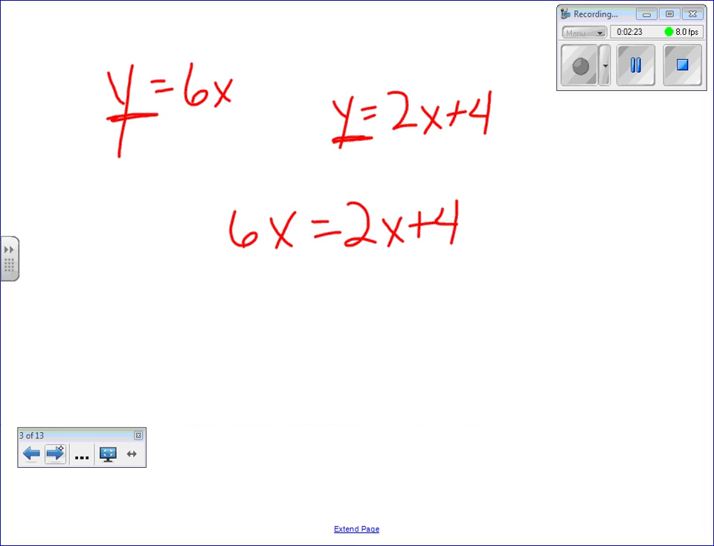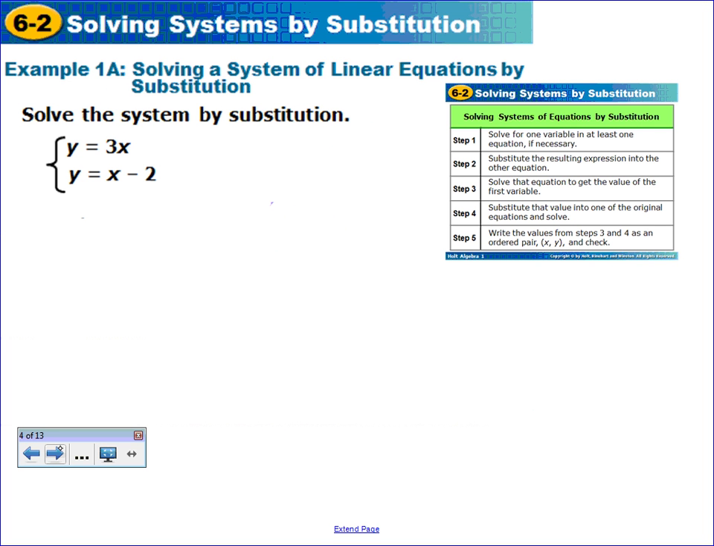Let's walk through one together. The first example is the system y equals 3x and y equals x minus 2. The first thing I'm going to do, step 1, is solve for one variable in at least one equation if necessary. I see that y is equal to 3x and y is equal to x minus 2, so they're both already solved.